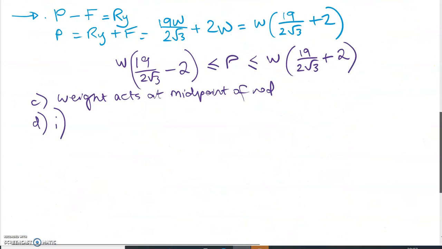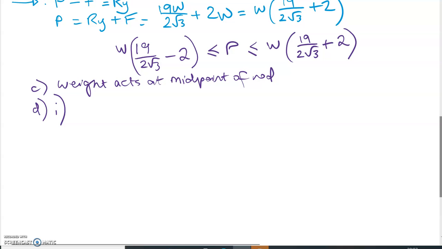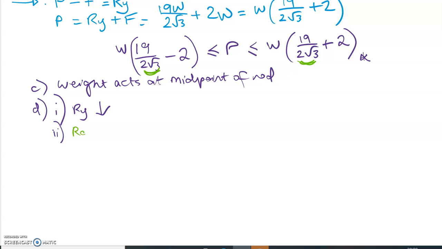So I'm just going to write that down. Ry would decrease. Now, what effect would that have on the range of values for P that you just wrote here? Well, if Ry is smaller, because this represents Ry, so does this, then the range of values for P will also be smaller. So I'll just write that the range for P would also decrease.